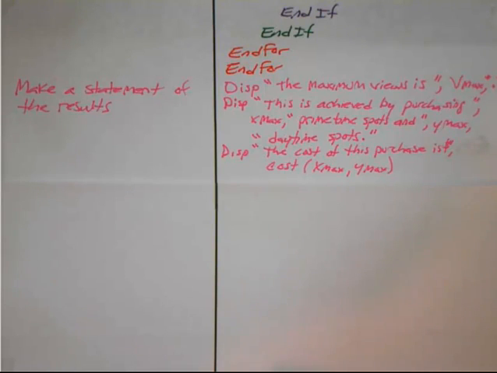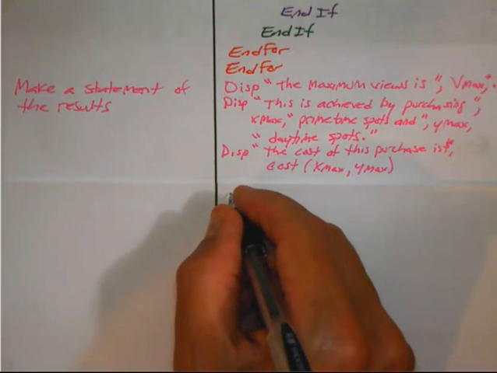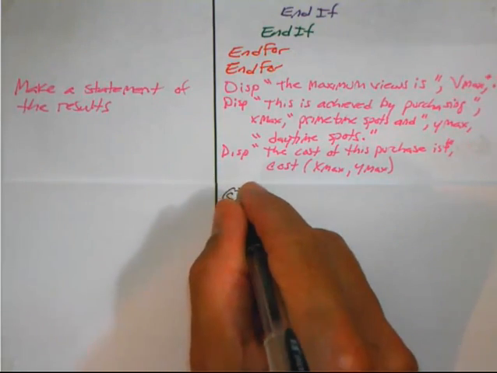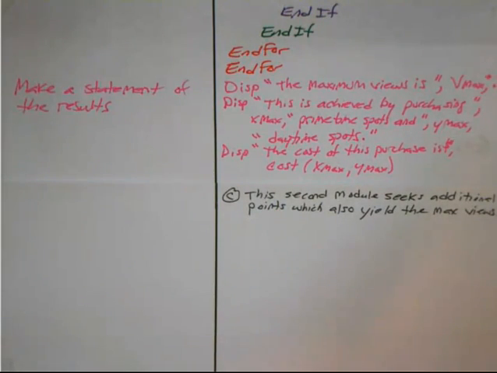Okay, we've returned to our designing of the program page, and the next thing we do to get the second module going is perhaps to actually describe it with a comment so that somebody reading our program can understand what we're doing as well. And for that we can use a comment statement. Again, the copyright symbol is the coding for that, and let's go ahead and write a description. So we've written here, this second module seeks additional points which also yield the maximum views. Now we can start the program module itself.